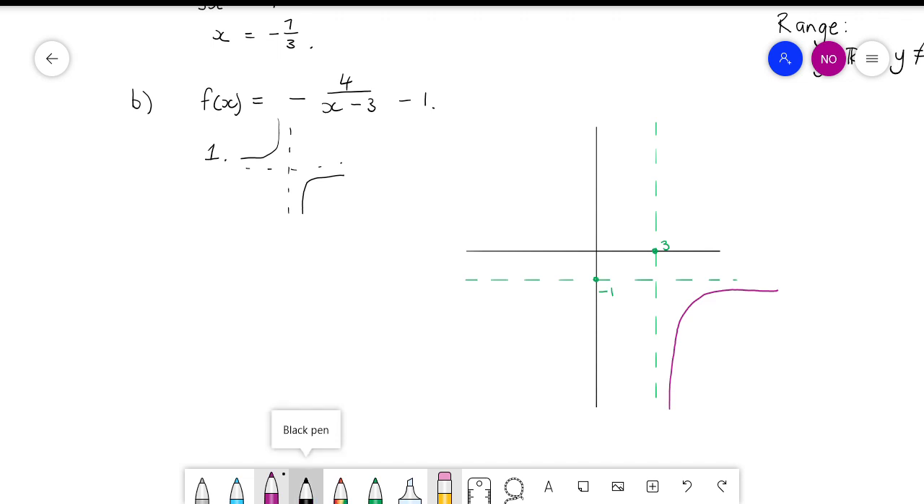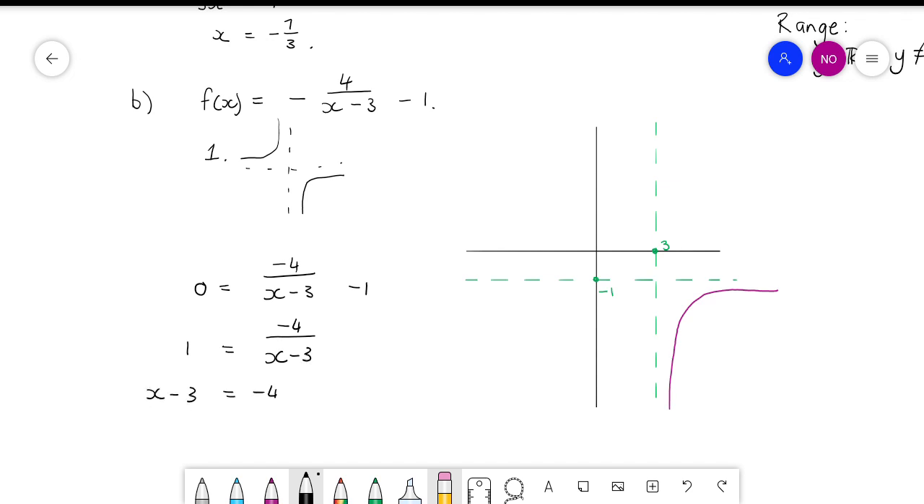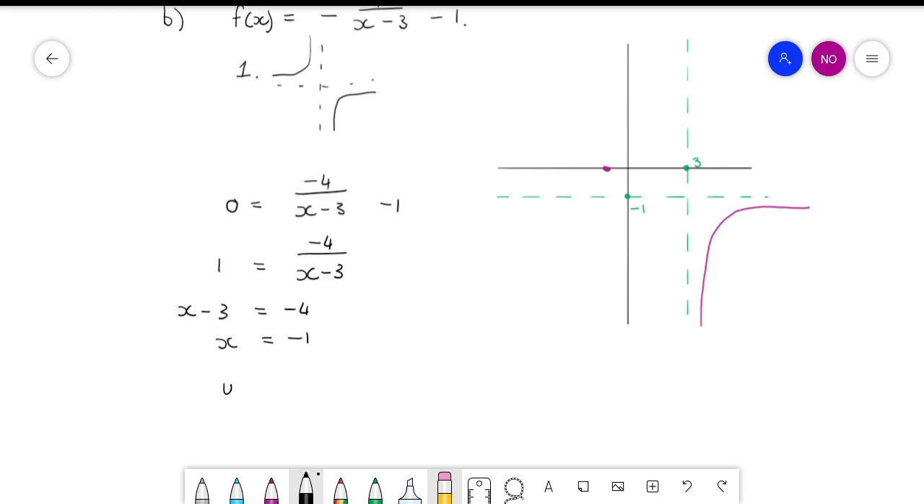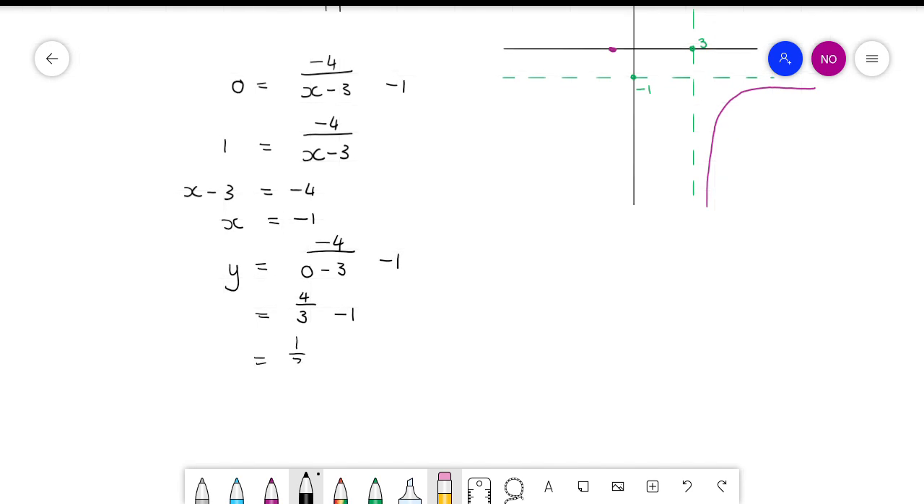Okay. Goed. So ek gaan sê 0 is gelyk aan minus 4 op x minus 3 minus 1. So 1 is gelyk aan minus 4 op x minus 3. And then I see that it cuts the x-axis at negative 1. So that's there. Okay. En dan vir die y-waarde gaan ek sê y is gelyk aan minus 4 op 0 minus 3 minus 1. So that's 1 and a third minus 1, which is a third.